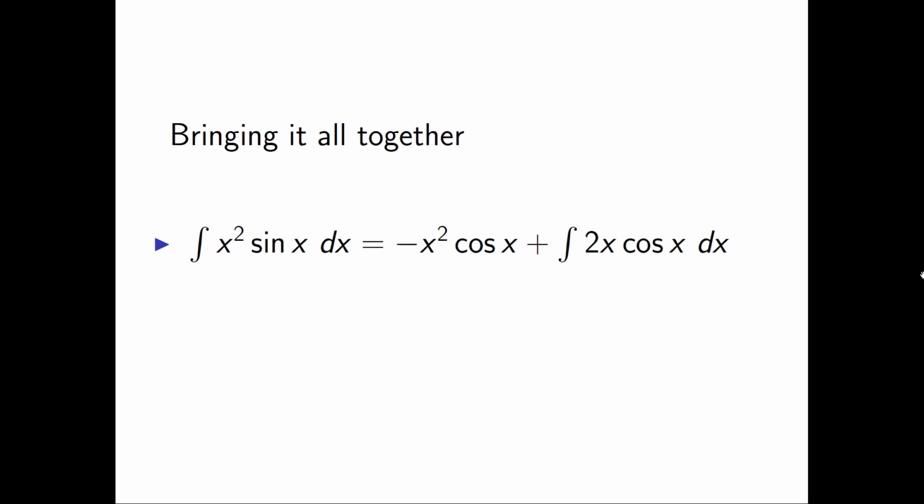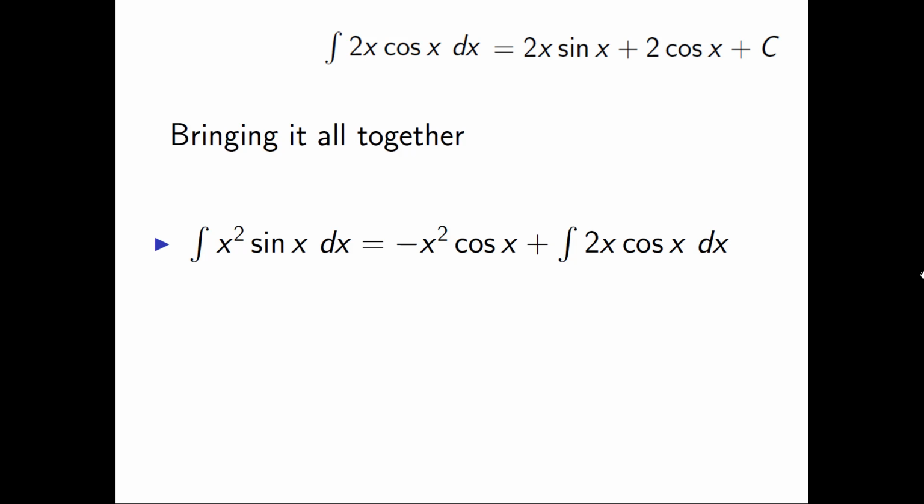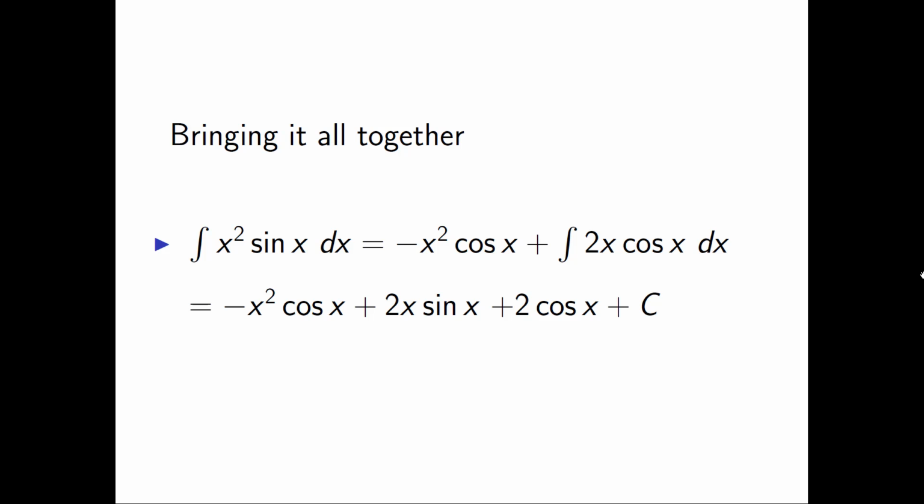Okay, so bringing it all together, this is what we saw previously. This integral we just took, so we'll pop it up there. That's kind of scratch work. And so our integral becomes negative x squared cosine x plus 2x sine x plus 2 cosine x plus that constant of integration. And sure enough, that's our integral. Okay, so we had to apply integration by parts a couple of times, but that's okay.